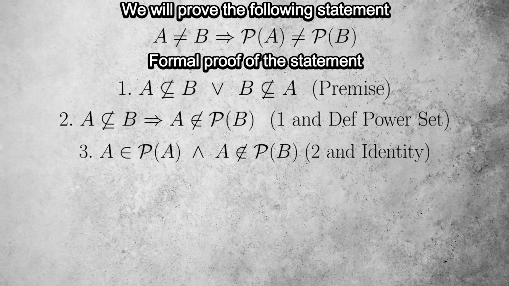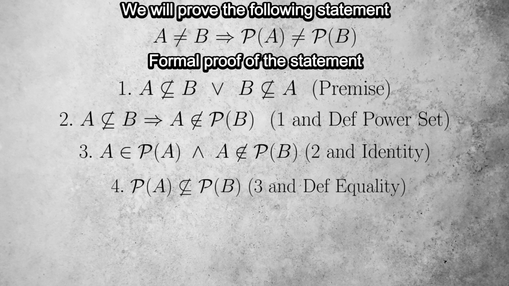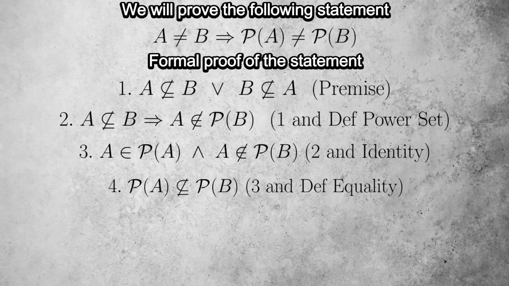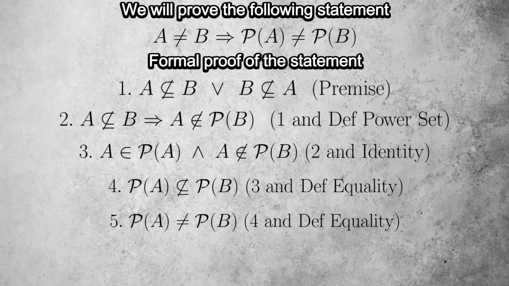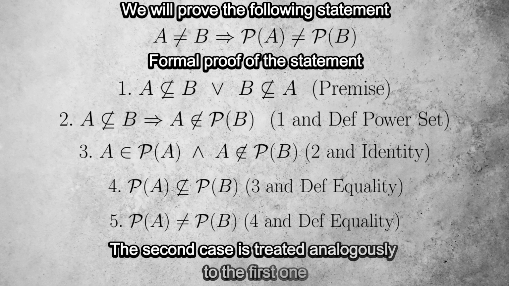Therefore, we have an element here, which is A, which is an element of the power set of A, but is not an element of the power set of B. Therefore, the power set of A is not contained in the power set of B, and therefore the power set of A is different than the power set of B. Thus, for the previous two cases, we can assure that the power set of A is different than the power set of B if A is different than B, proving the contrapositive and therefore the original statement, meaning the conditional one.